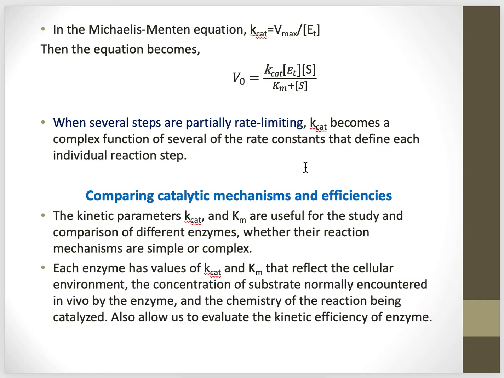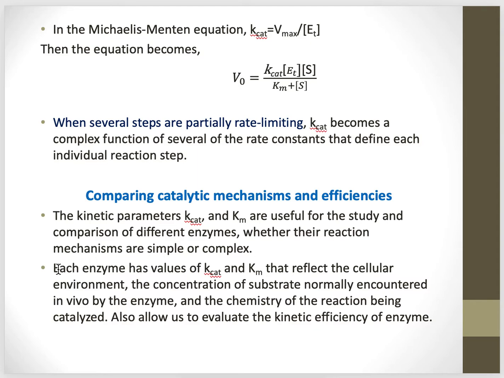Now, what is the use of kcat and Km? We have learned what Km and kcat are, but what is their significance? The significance is that we can use them to compare catalytic mechanisms and efficiencies of different enzymes. The kinetic parameters kcat and Km are useful for the study and comparison of different enzymes, whether their reaction mechanisms are simple or complex. We can compare between different enzymes.